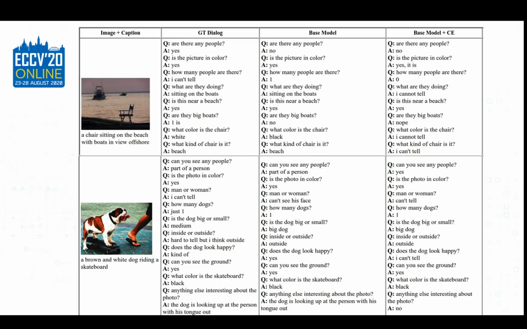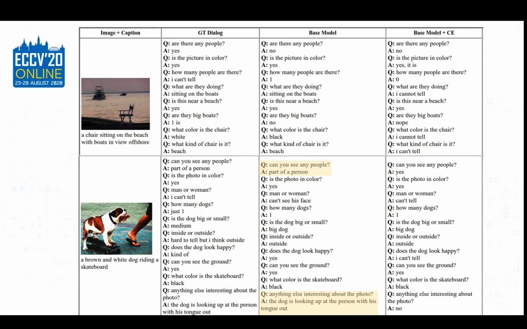Let us now look at a couple of qualitative samples. We make a few observations. The first observation is that the base model is surprisingly accurate. For example, for the question, can you see any people, the predicted answer is part of a person. And for the question, anything else interesting about the photo, the predicted answer is the dog is looking up at the person with his tongue out.